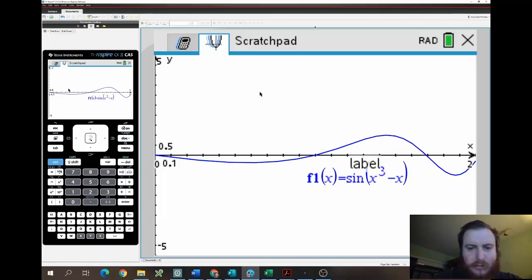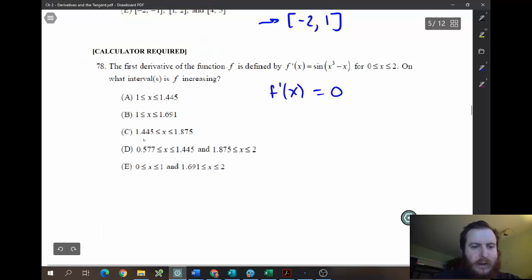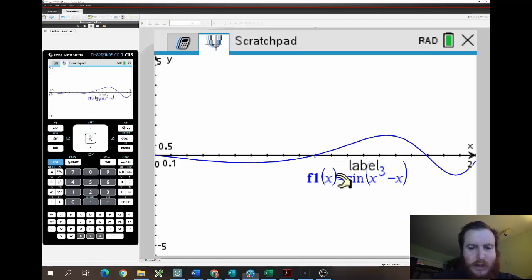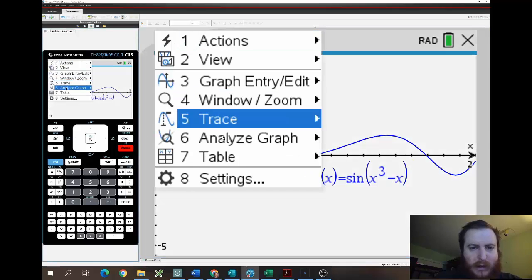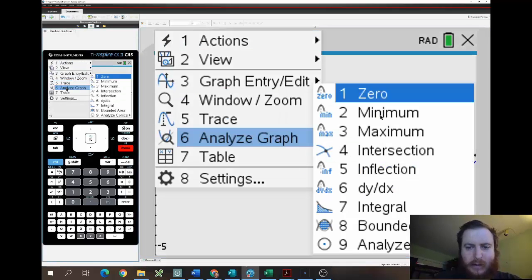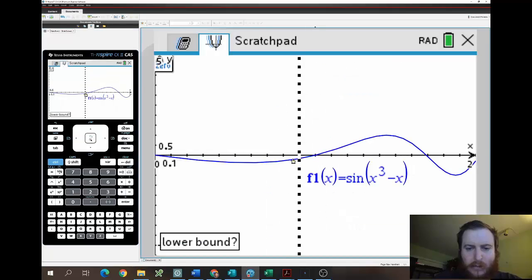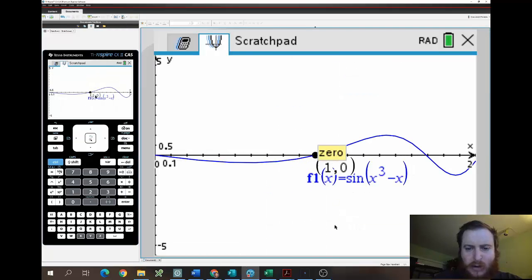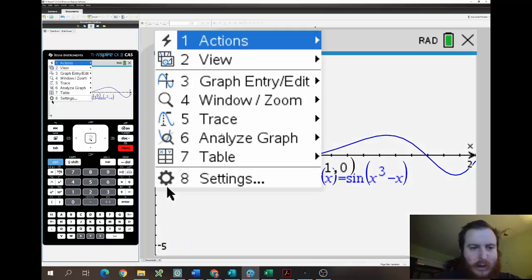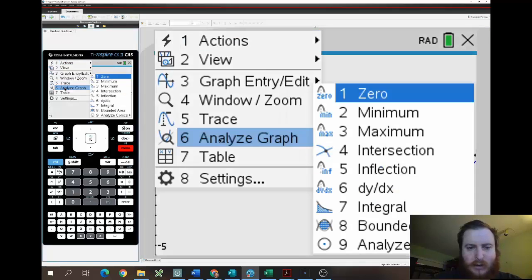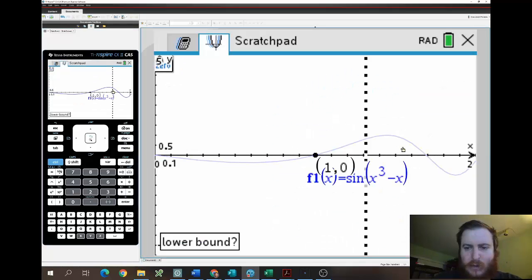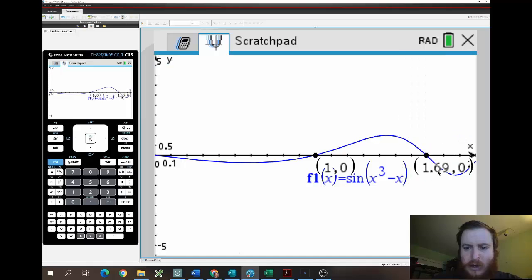And so in this case, they wanted to know when f was increasing. So it'd be in this middle section. But let's get those zeros. So we're going to go to menu, analyze graph, zero. We're going to go to the left of the zero and to the right of the zero. That's at 1. And then we'll do it again. Menu, analyze graph, zero. The left of the zero, the right of the zero, and it's 1.69.